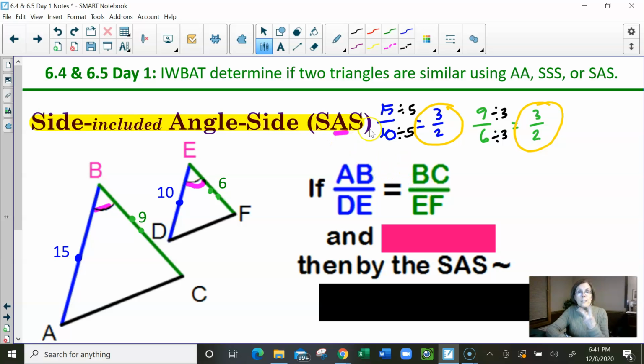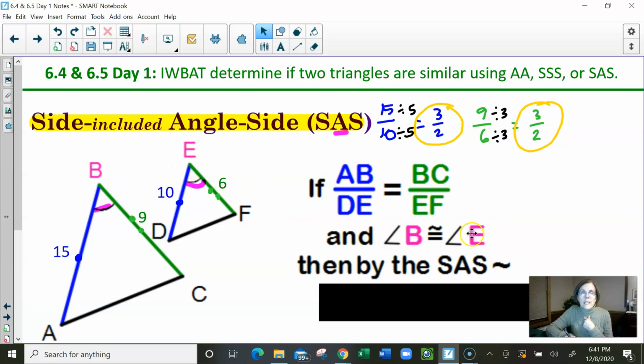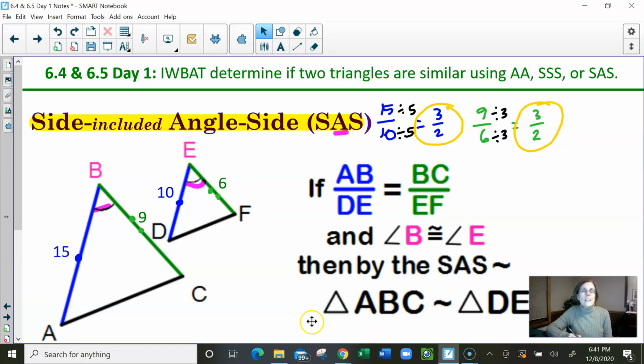So I have my 2 sides, and then I also need my included angle, corresponding angles, to be equal or congruent to each other. Angle B is congruent to angle E. They have the same measure. Then by the side angle side similarity shortcut, those two triangles are similar. Triangle ABC is similar to triangle DEF. So those are the three shortcuts that we have: angle angle, side side side, and side angle side.